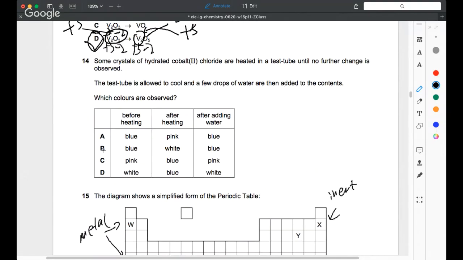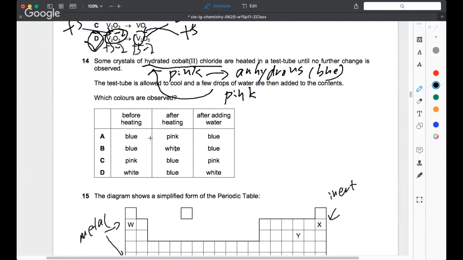Okay, question number 14. So we know that the hydrated cobalt chloride is pink, and if we heat it, you will lose the water molecules, and it will become the anhydrous form, which is blue. And if you add a few more drops of water, it comes back to the hydrated form. So again, it changes to pink. So the overall color change is from pink to blue to pink. That would be C is the right answer.